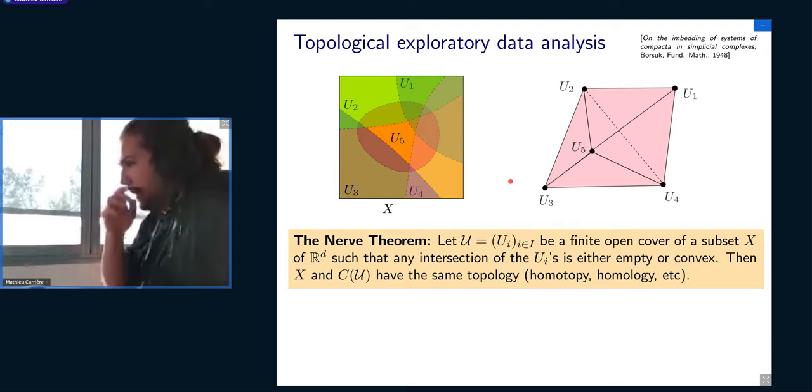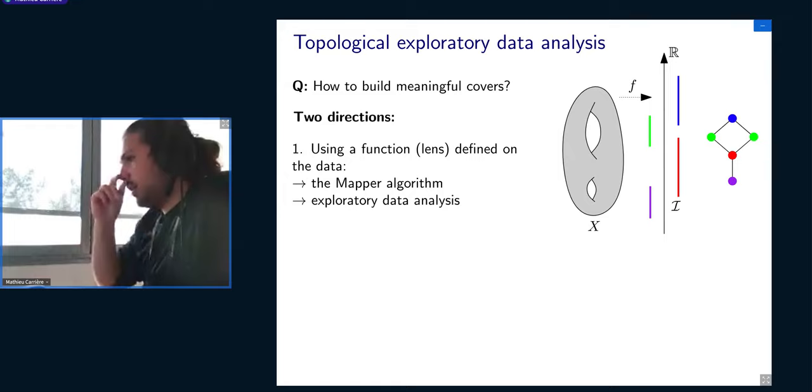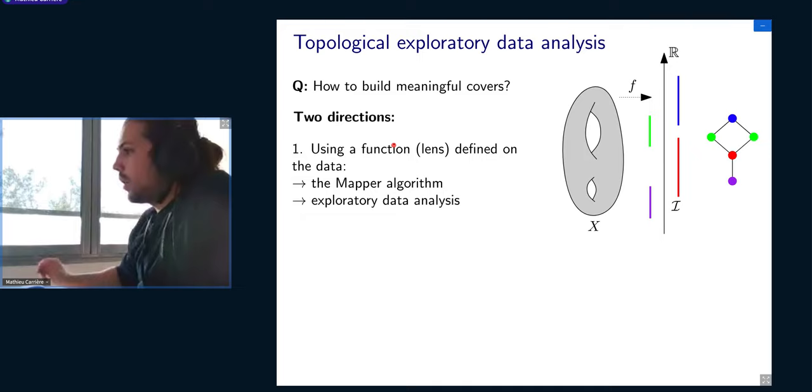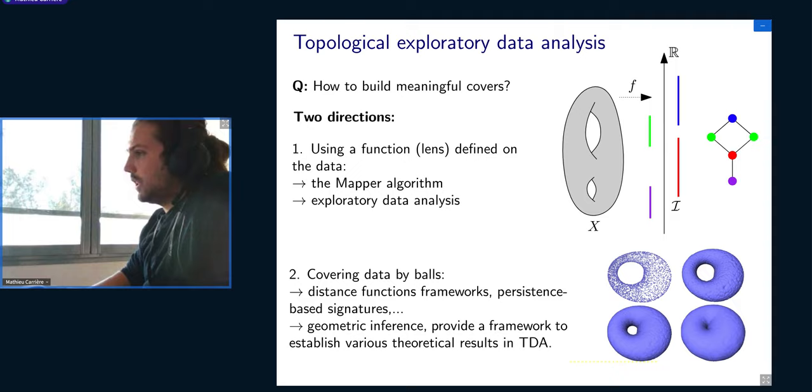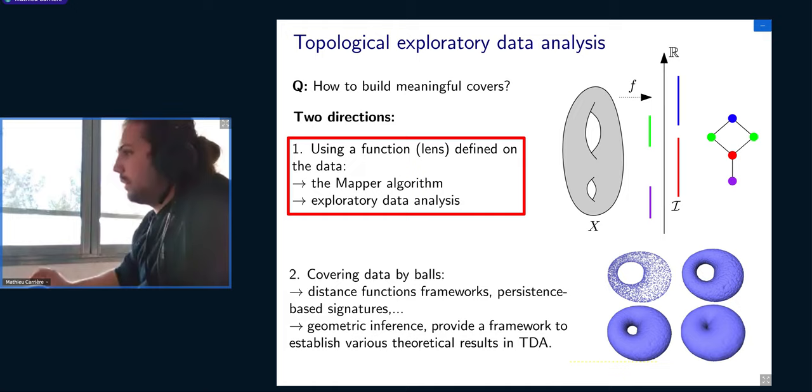In practice, what we think a lot about in topological data analysis is how to build such meaningful covers that we can use to define complexes that have the right topology. It's usually done in two different ways. You can either parameterize a cover of a space through a continuous function that sometimes is called a lens in the literature, and that's the mapper algorithm that I will present in a few seconds. Or, just so that you know, there's a whole part of the literature that covers data with Euclidean balls with a certain radius, and they study the radius at which the corresponding complex has the right topology. But for today, I'll mostly focus on that first direction.